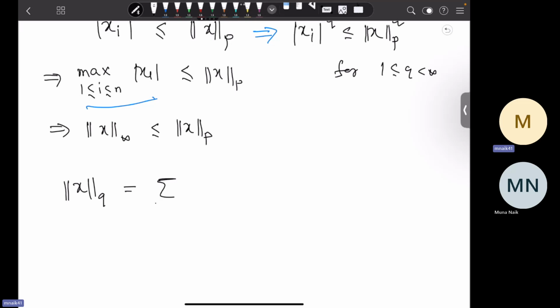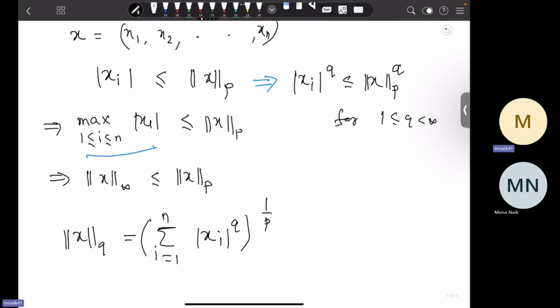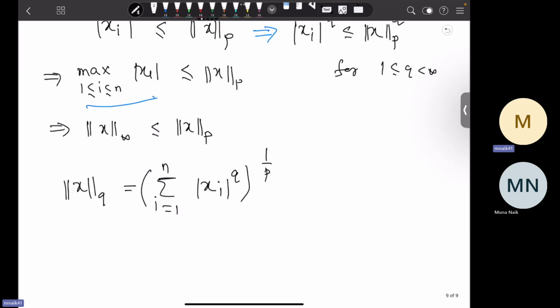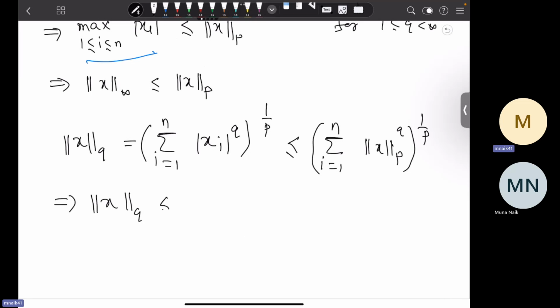Norm x q is really nothing but the summation i equal to 1 to n of modulus of xi to the power q, whole to the power 1 by q. And the modulus of xi to the q is less than or equal to norm x p to the q, so I can put that in. So this will be less than or equal to the summation i equal to 1 to n of norm x p to the q, whole to the power 1 by q. So from here you will get that norm x q is less than or equal to n to the power 1 by q times norm x p. Now this happens for 1 less than or equal to q less than infinity.